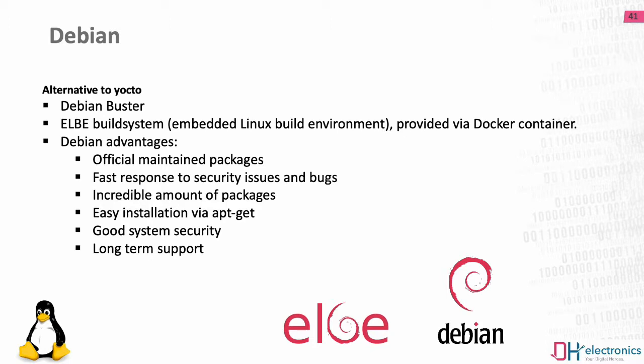We updated our Debian system this year to the current version, Debian Buster. As build system, we are using a system called ELBE. A ready-to-use version is provided as a Docker container, so you don't need to set up the build system by yourself. With Debian, we see the following advantages compared to Yocto.